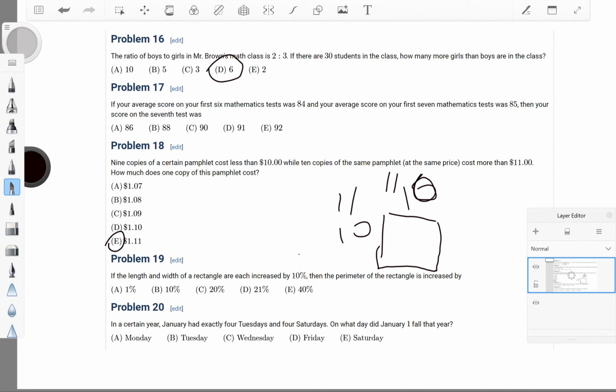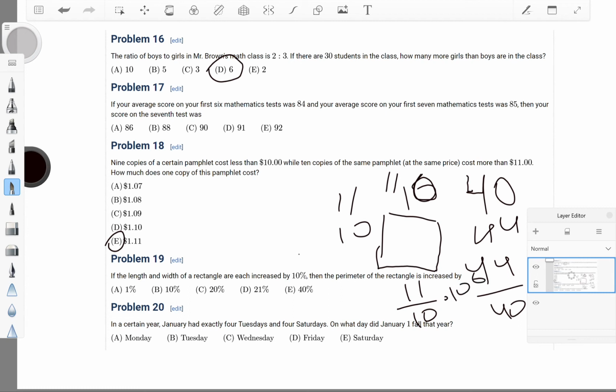Okay, so what's the perimeter at the start? We have 40, right? What's the perimeter after that? We have 44. So 44 over 40, which is, of course, 11 tenths, multiplied by what would that be? 100 to get the percent. Is that right? Yeah, 110. So it increases by 10, I believe.